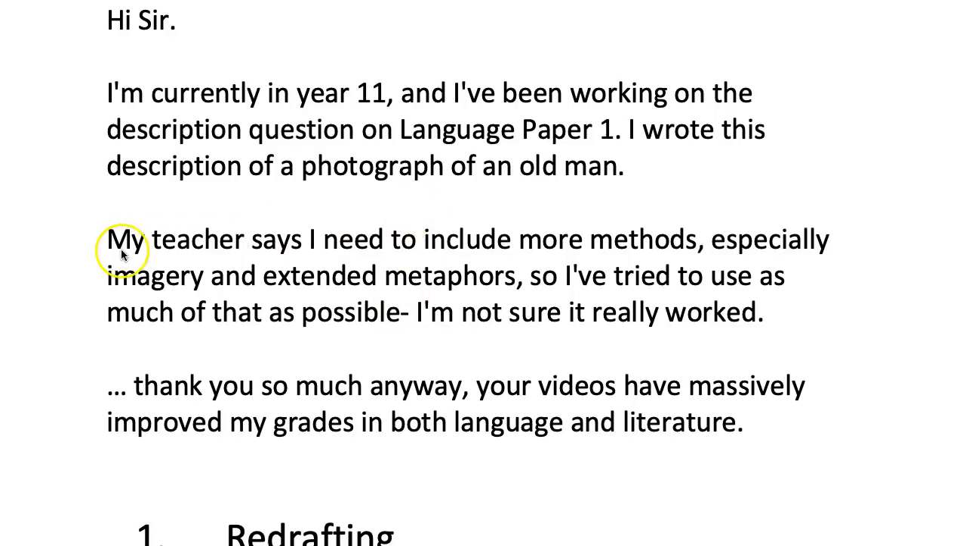Then look what the student's done. Given it to their teacher. My teacher says I need to include more methods, especially imagery and extended metaphors. Now, I love this teacher. You can tell that this is a good teacher because they haven't said go and load it up with adverbs and adjectives and those things. They've gone for the ideas, metaphors and imagery which take you into the top band.